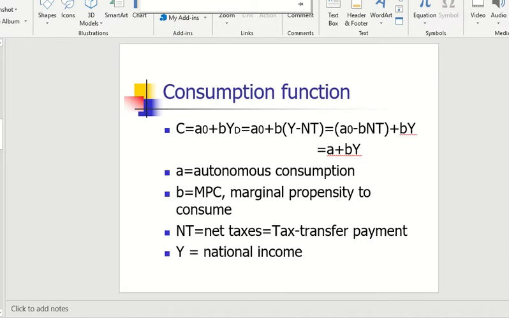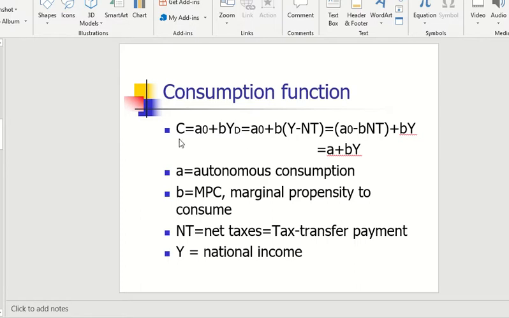Previously, we learned that consumption consists of two components. The first is autonomous consumption, which is the amount of consumption that is not dependent on income. And then we have another amount of consumption that is dependent on disposable income. Consumption can be expressed as a linear function of disposable income. So this is the most basic form of consumption function.